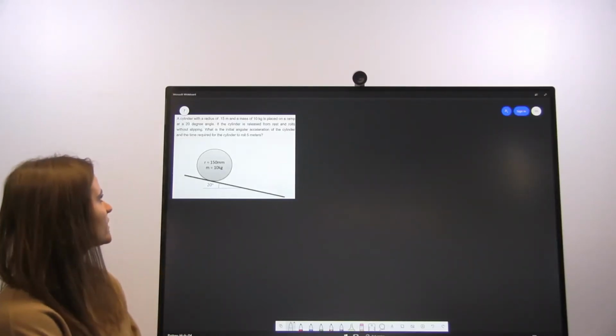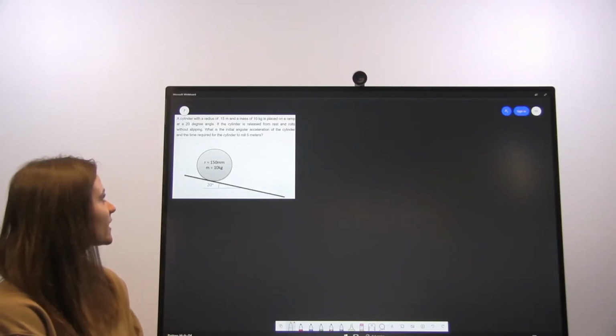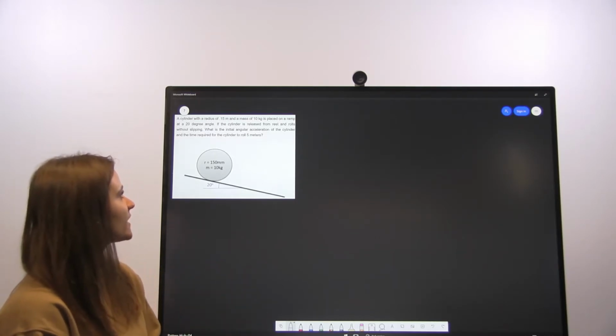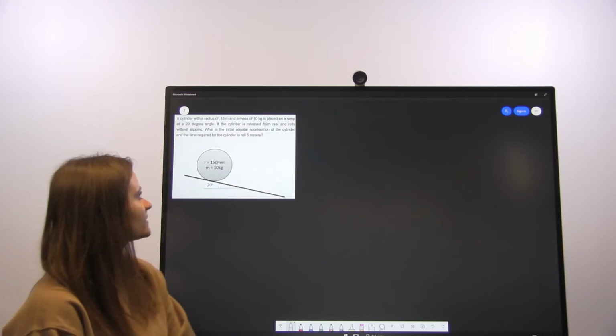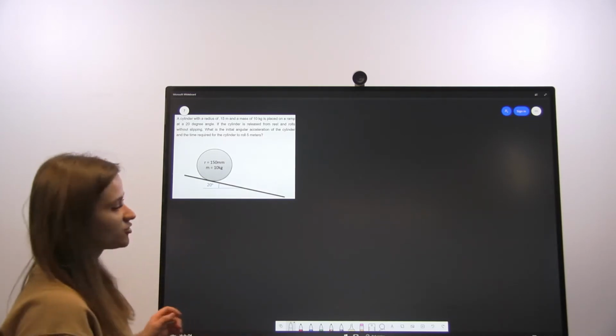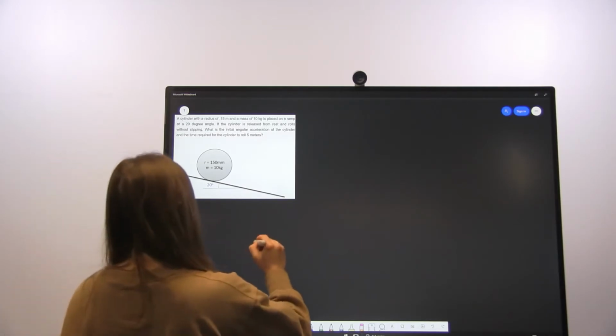So in this problem, we're given a cylinder that's rolling down a ramp, released from rest without slipping, and we are asked to find the initial angular acceleration and the time required for the cylinder to roll 5 meters. So a good first step is to draw a free body diagram of this cylinder.